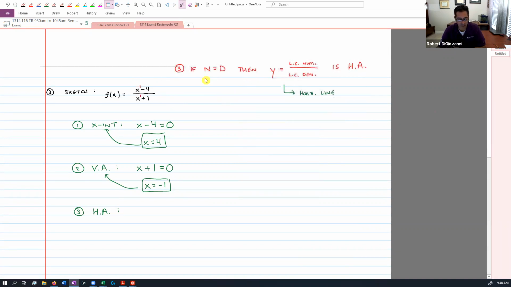If you have the same degrees, then you have to take the leading coefficient of the numerator and divide it by the leading coefficient of the denominator. In this case, the leading coefficient of the numerator is 1, and the leading coefficient of the denominator is 1. It could be 1 and 1, it could be 2 over 1, it could be 5 over 6, it doesn't matter. Whatever those two numbers are, you're going to create a fraction out of them. So you're going to say y equals 1 over 1, which is 1. This is your horizontal asymptote.